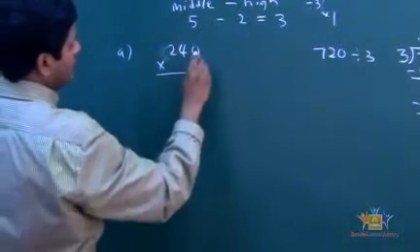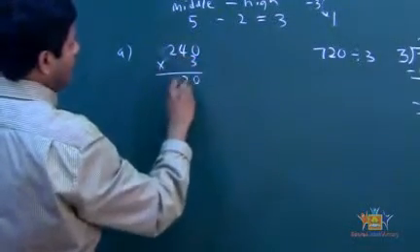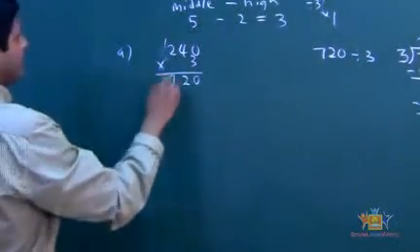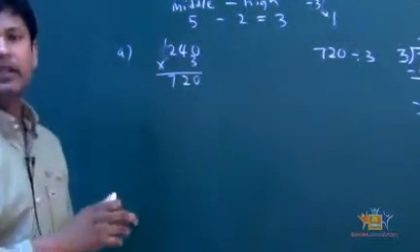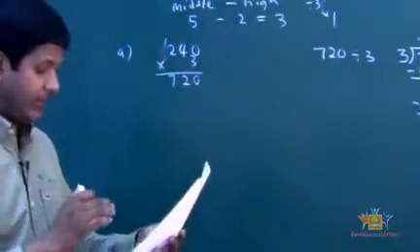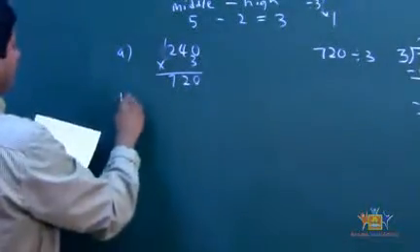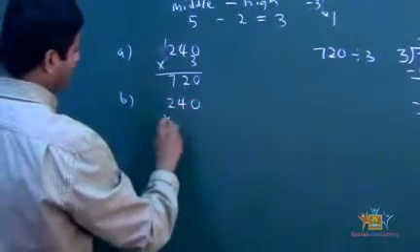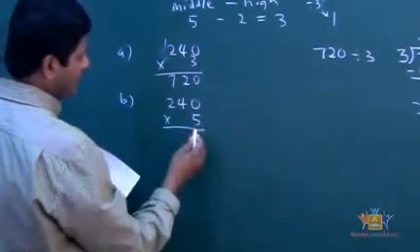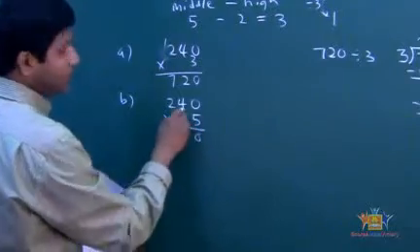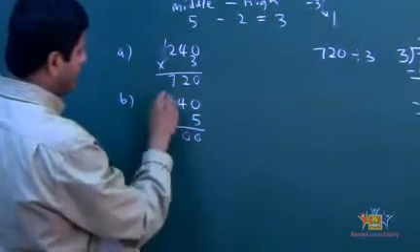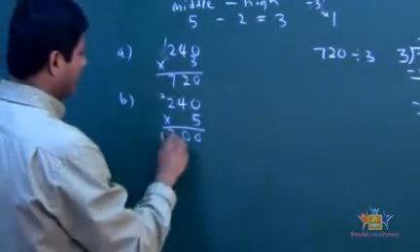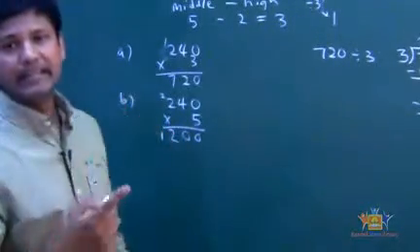0 times 3 is 0, 3 times 4 is 12, 2 carry 1, 3 times 2 is 6, plus 1 is 7. So there are 720 low income earners in that city. Now let's say B. B is the middle income. So middle income is 240 times 5. 5 times 0 is 0, 5 times 4 is 20, 0 carry 2, 5 times 2 is 10, plus 2 is 12. So there are 1,200 middle income earners.